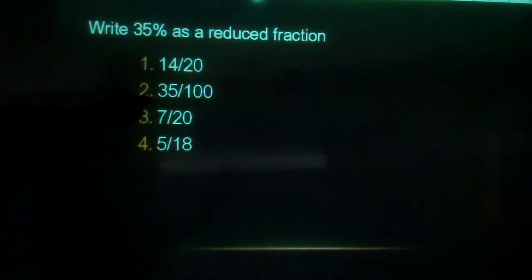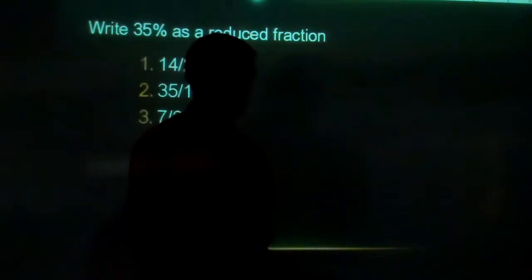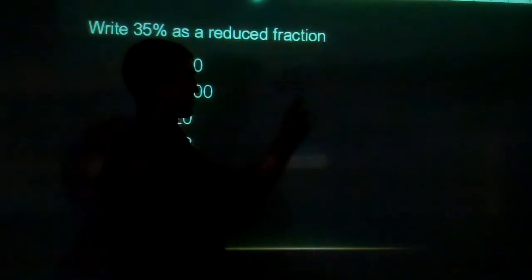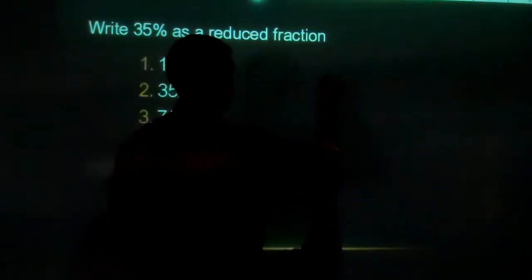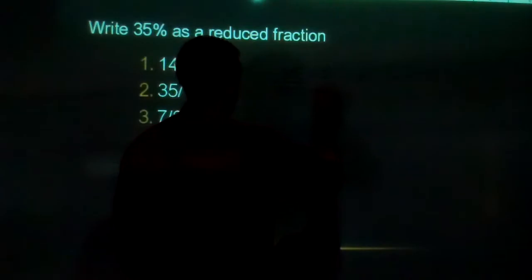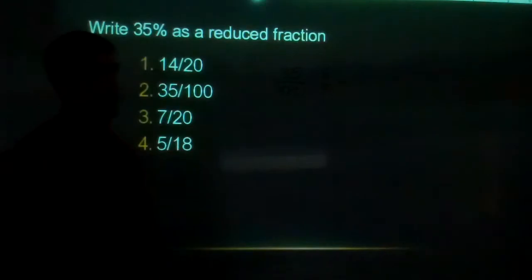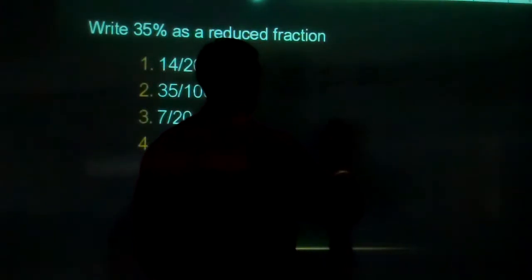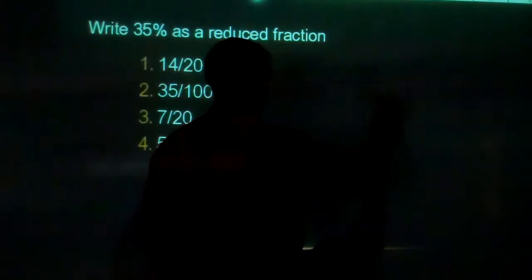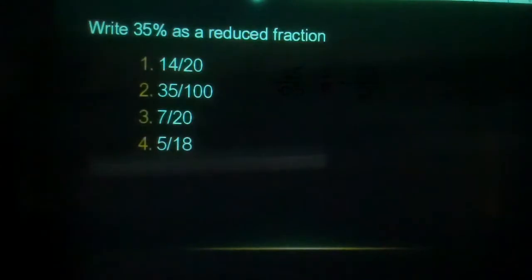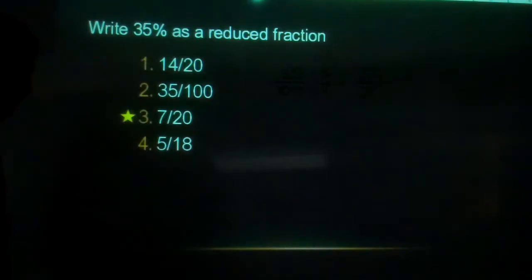Number 2, technically correct, but there is a better answer out there. We want the reduced fraction of it. And what goes into both 35 and 100? Well, I know that 5 goes into both. This ends in a 5, this ends in a 0. That means 5 will go in both of them. Alright, so 35 divided by 5, we get 7. 100 divided by 5, I get 20. So 7 over 20 right there. And our little star should pop up right at number 3 there. So 3 would have been the correct answer for this one.